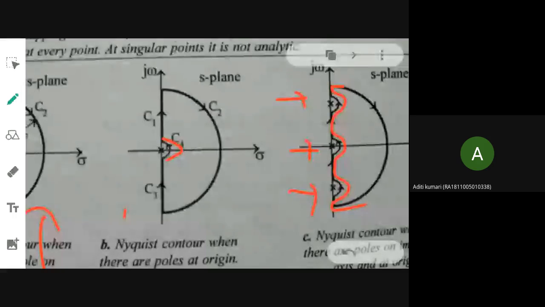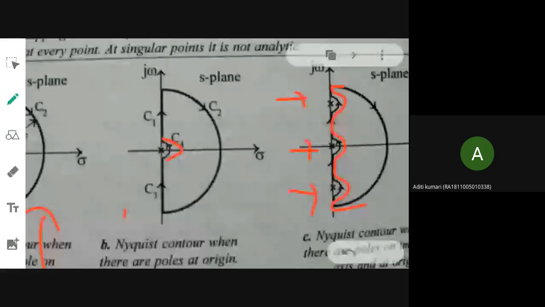Singular points are points that are poles located on the imaginary axis or the origin. Those points should be taken a detour, bypassed. Okay, that is how you have to draw the Nyquist contour. That finishes off. And one final thing, the Nyquist stability criteria we will discuss.